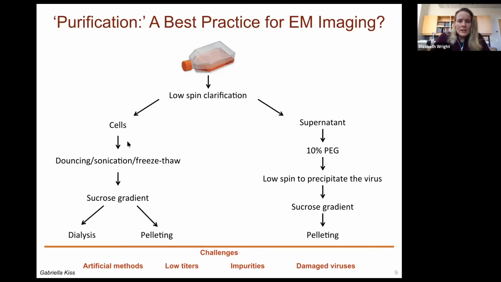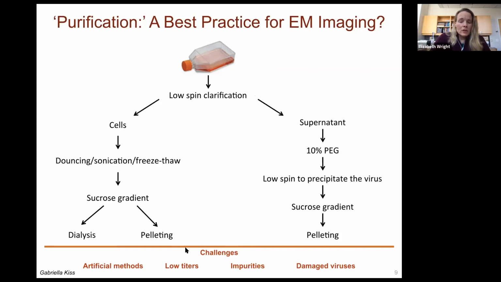And each one of these steps is an artificial step that these viruses, or if you're looking at cells of any sort, are not used to going through. And so these are very artificial methods. So these can damage the particle at the front end.